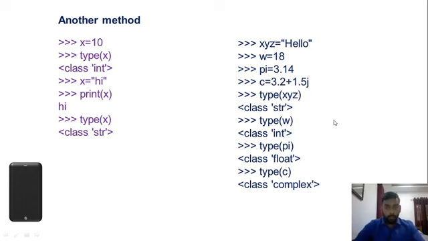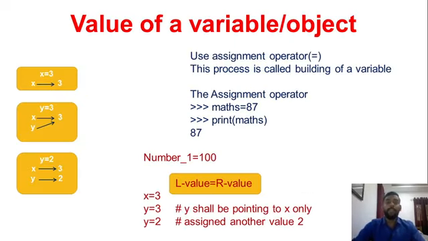Right. Moving on: value of a variable. We have already completed type of the variable, the first component of a variable, and here is the second component, that is value of a variable. Of course, all entities are referred to as objects as well.